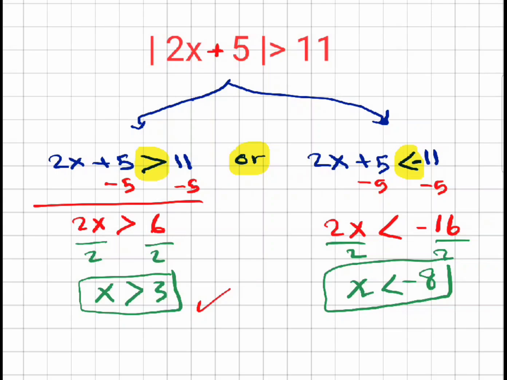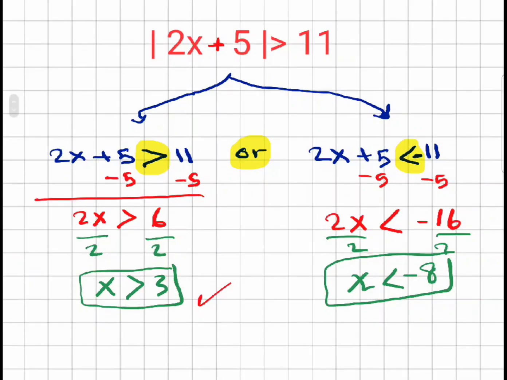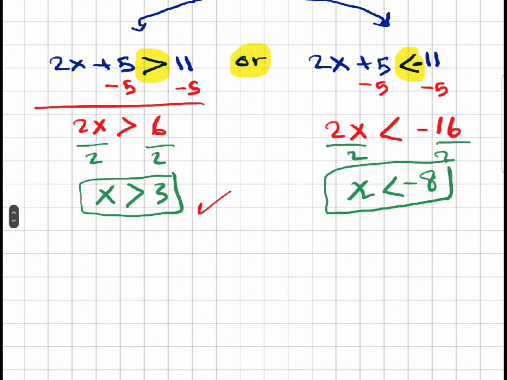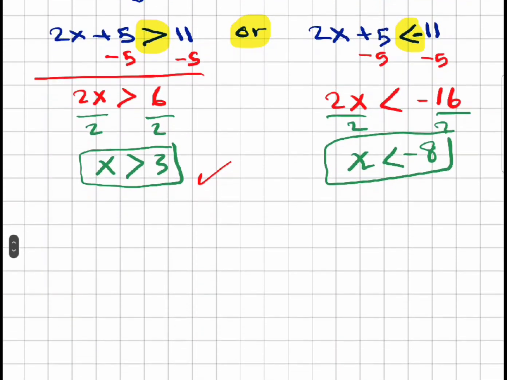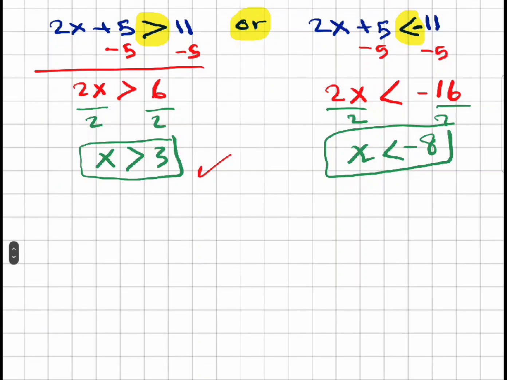So what if we plug in a number less than negative 8? Let's say negative 9. Will this be a true statement? 2 times negative 9 is negative 18. And negative 18 plus 5 is negative 13. The absolute value of negative 13 is positive 13. And so that is a true statement. So we can see why these answers are indeed correct. But that's how you can check your work if you want to.